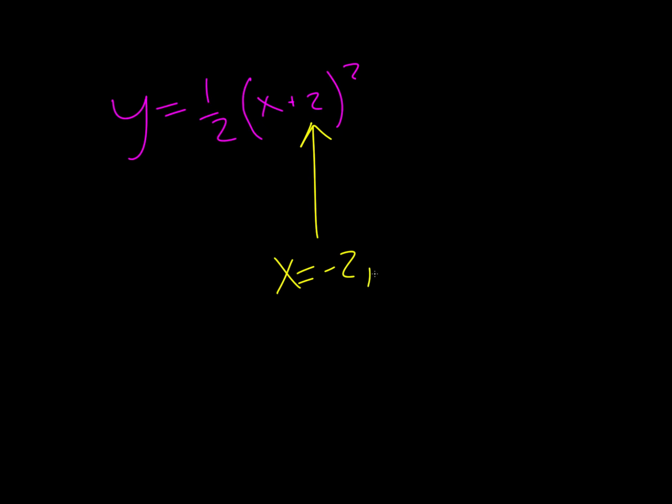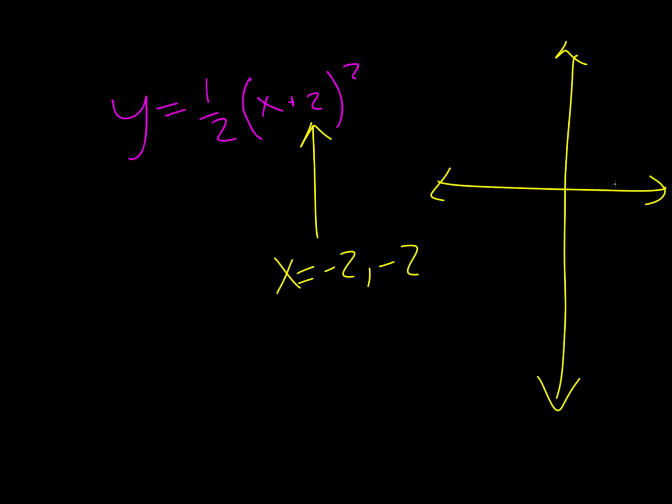And let's do it one more time. Y equals 1/2 times x plus 2, quantity squared. So what this is going to do is we're going to pull out x equals negative 2 and technically another negative 2, but we know that it's just going to kiss at that point. So -2, and since this is positive, it's going to come down and just kiss right there.